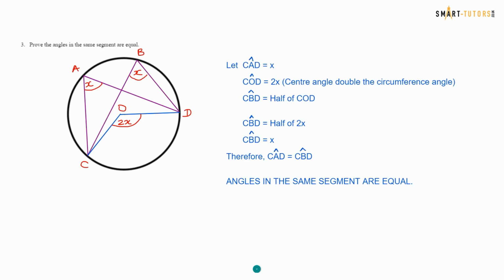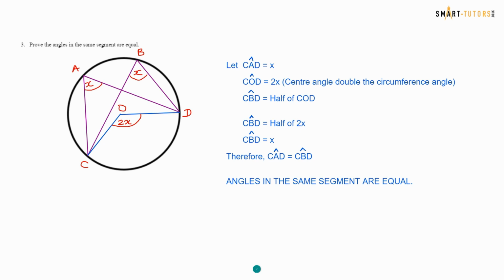Question number 3. Prove the angles in the same segment are equal. Angles in the same segment mean this angle CAD and this angle CBD are angles in the same segment. So how can we prove that one? Let CAD be x.